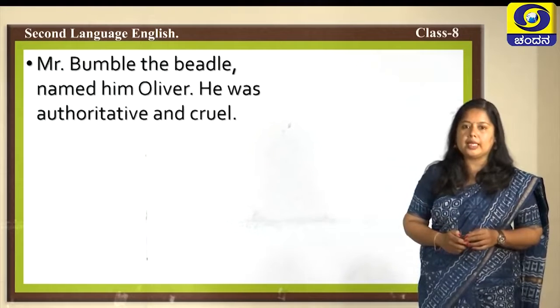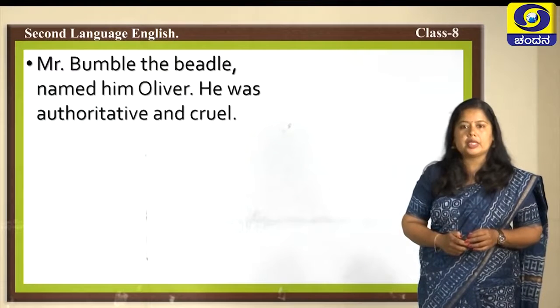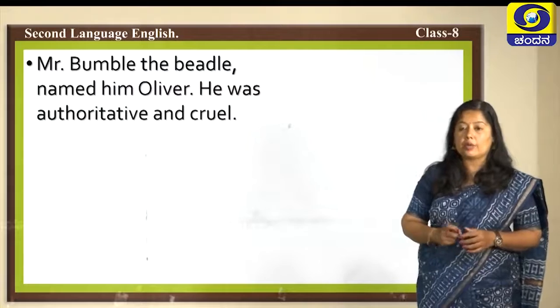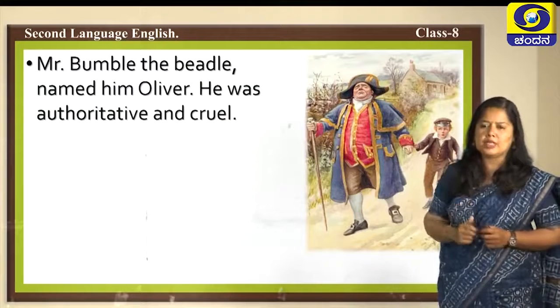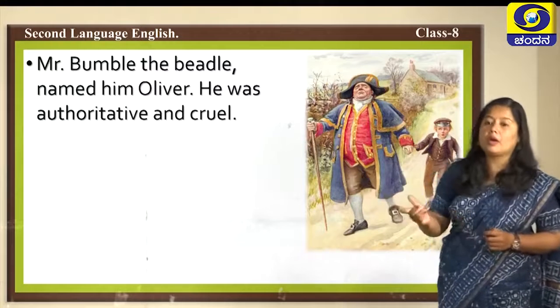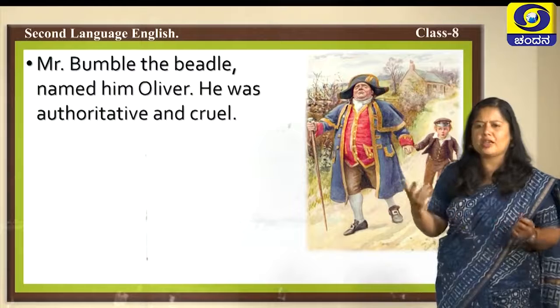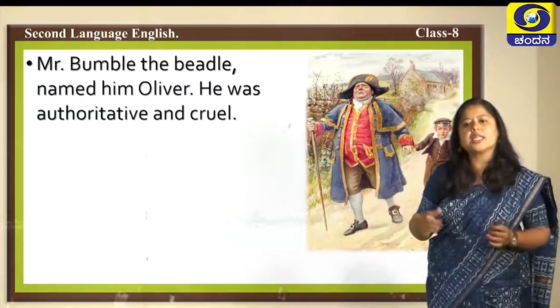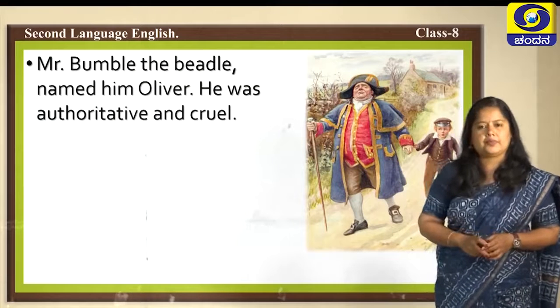Mr. Bumble, the beadle, named him Oliver. He was authoritative and cruel. Since he had no other name in his mind, Mr. Bumble named him Oliver Twist because he could not think of any other name. So, that was Oliver Twist and he was named Oliver Twist.